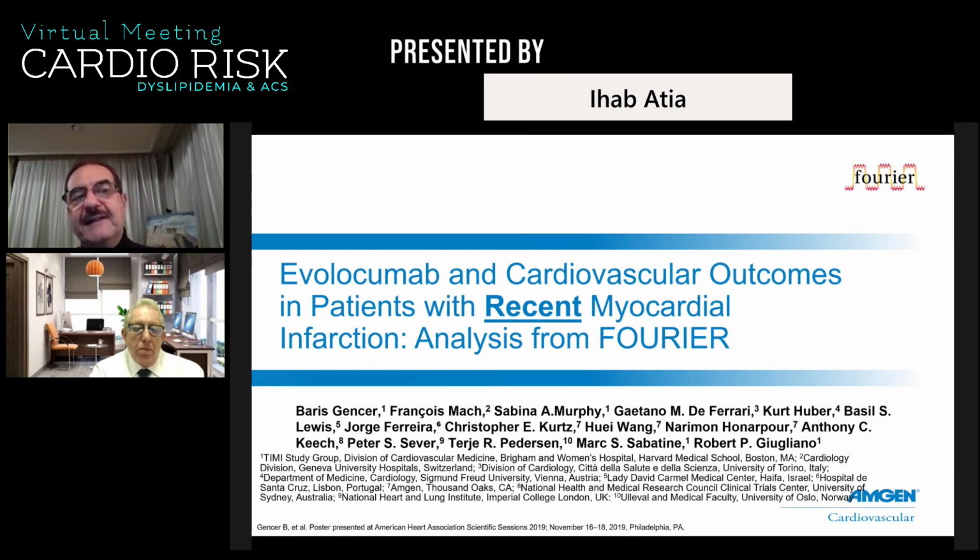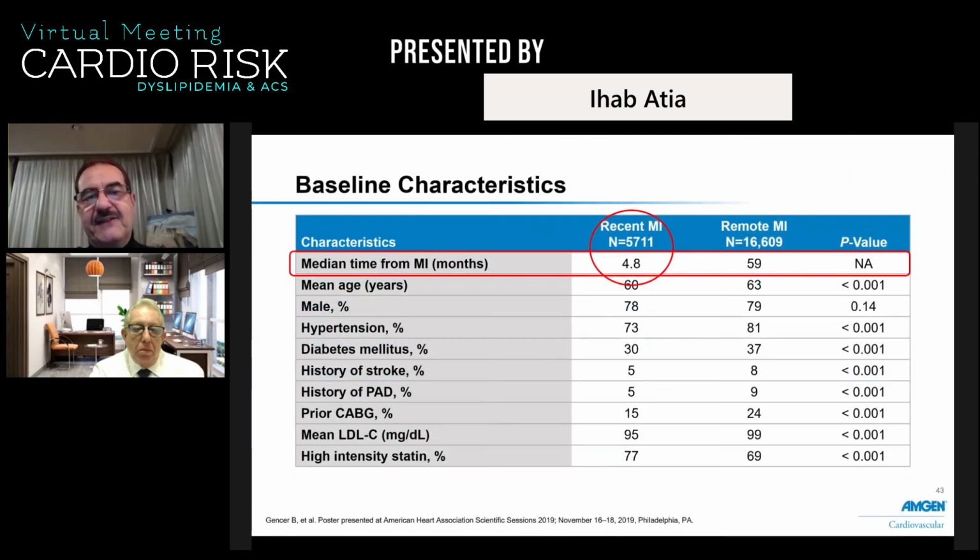And when we look at the important points in the baseline characteristics, we have a group that had a recent MI with a median time of 4.8 months from the index MI compared to a remote MI, which was a mean of 59 months from the index MI. Otherwise, more or less there was difference, of course, because of the higher risk of these patients with the recent MI between these groups.